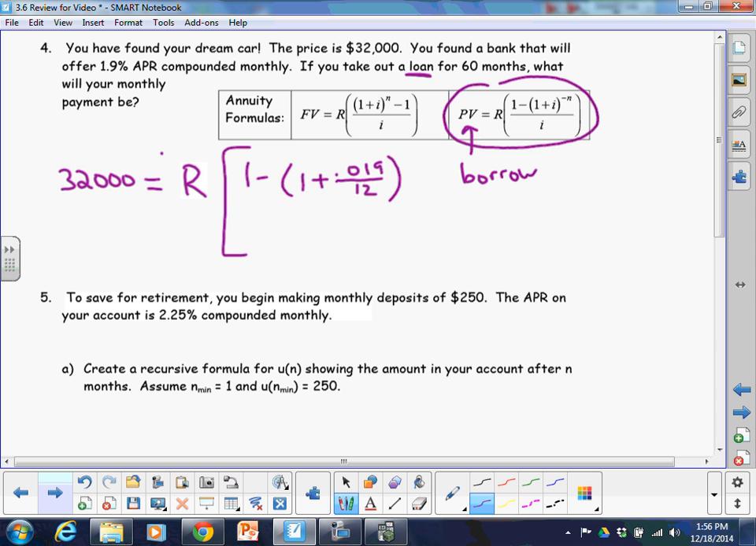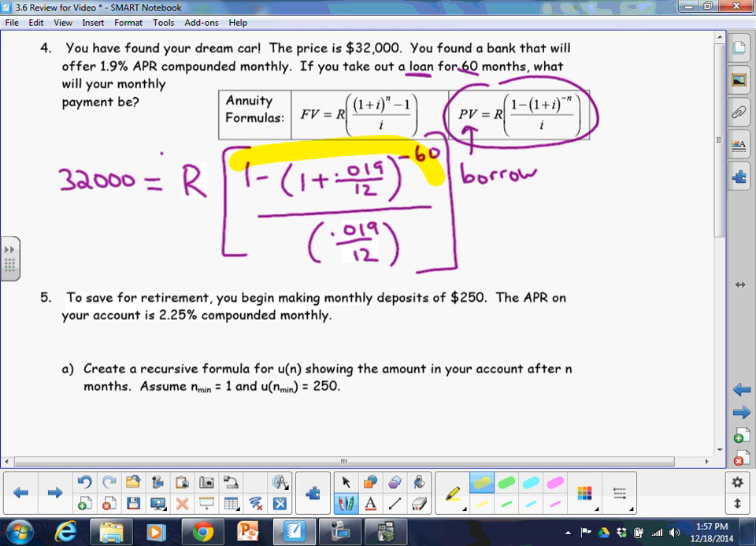N is the number of payments, number of months. So they told you it is 60 months. So to the negative 60th. And that whole thing's divided by the same I as we had in the numerator. Okay, and this will be our equation. We're going to try and solve for R. Okay, so it looks really messy. There's a whole bunch of parentheses and everything, but really this entire thing is just some number.